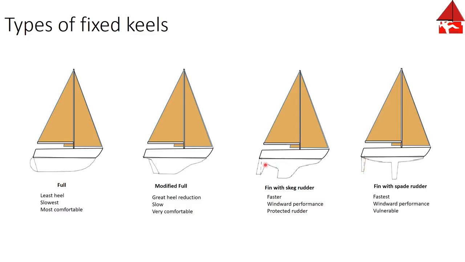And most vulnerable of all here with the fin keel and spade rudder is the rudder itself, because the rudder has nothing protecting it as it does in the skeg rudder configuration.